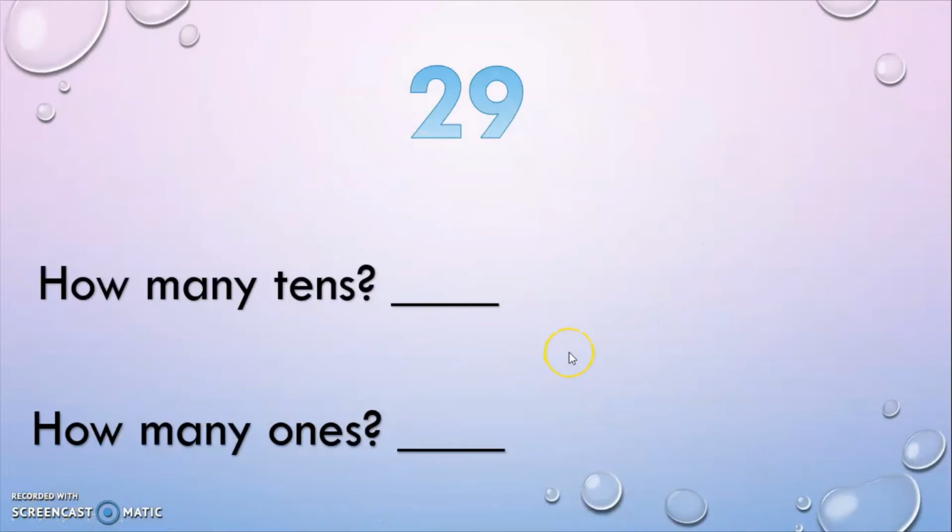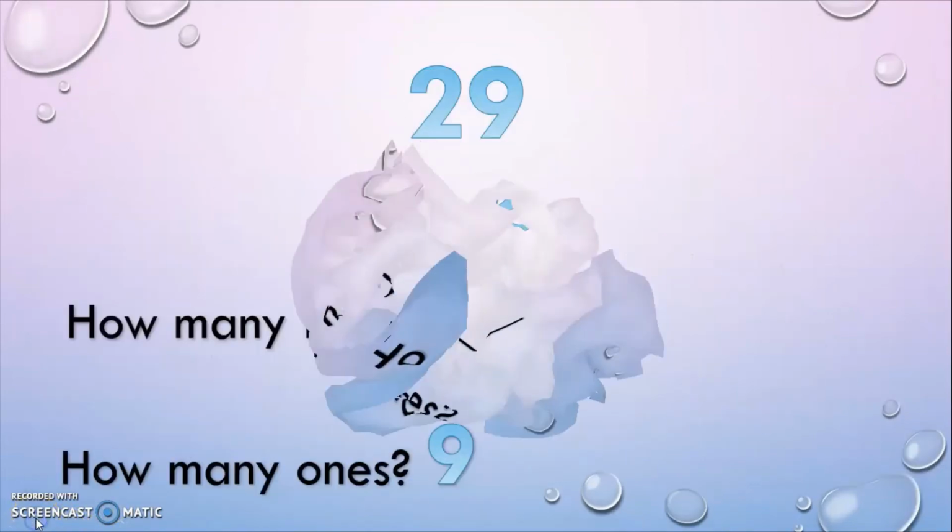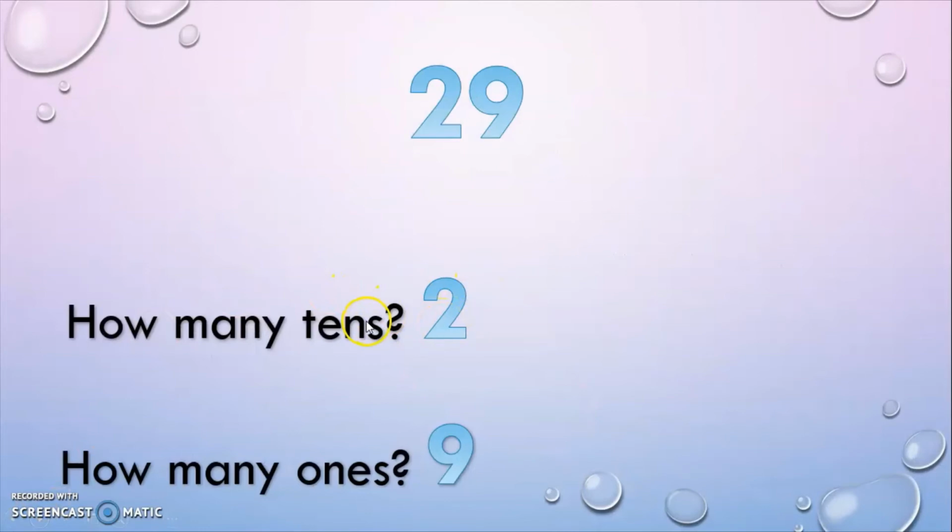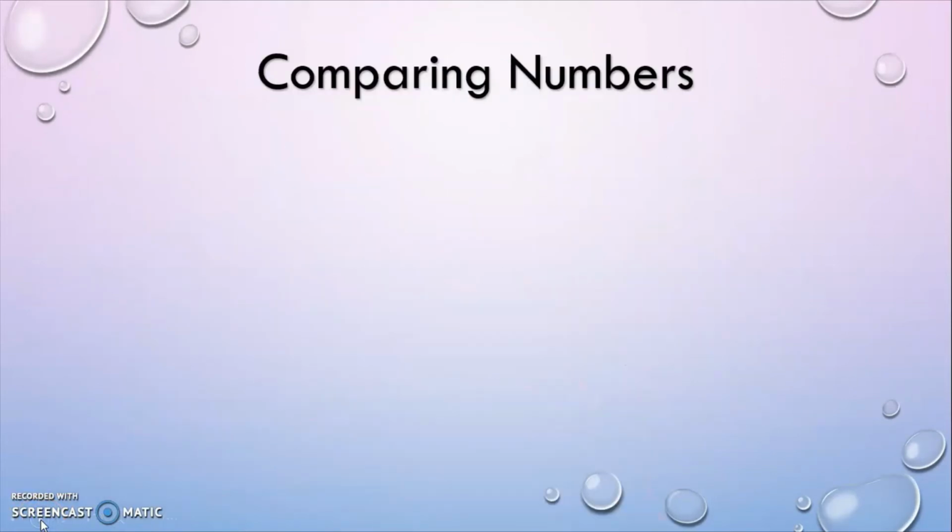Try this one now, 29. All right, let's see. So 29 has 2 tens and 9 ones. Nice job. Okay, so place value is really important when we're comparing numbers.